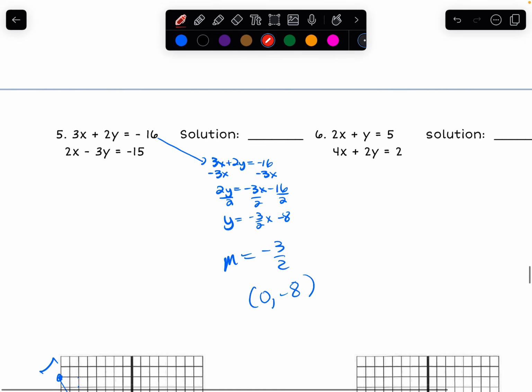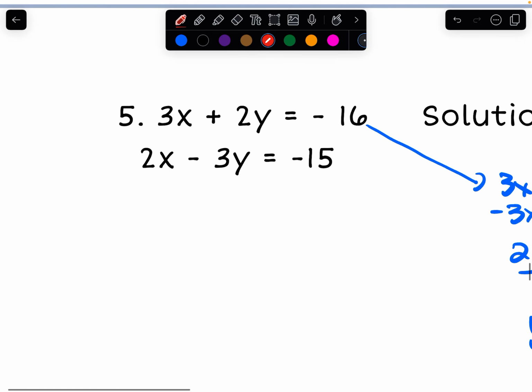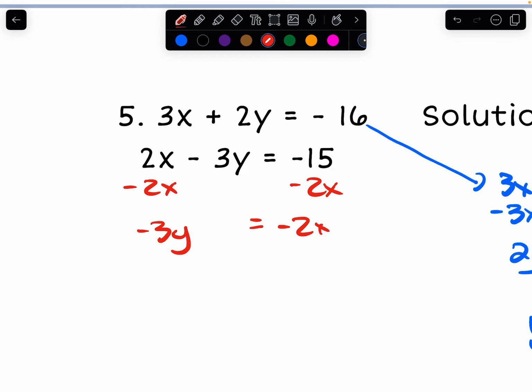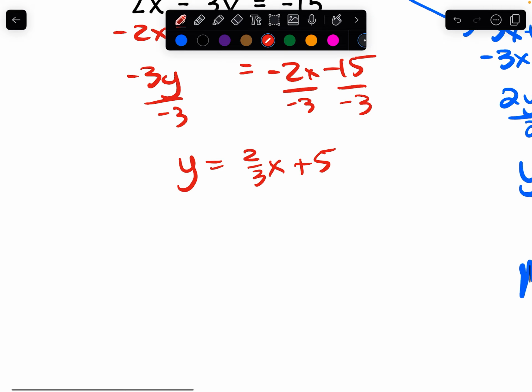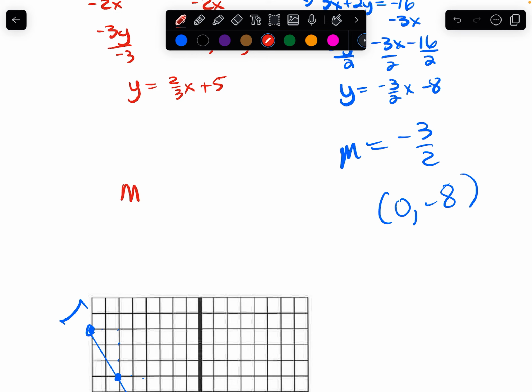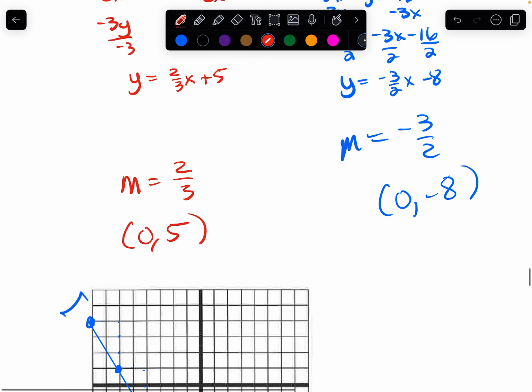I apologize. So this one, I need to solve for y again. So I subtract 2x. Make sure you bring down the negative with that 3. So negative 2x minus 15. I divide by negative 3, negative 3, negative 3. I get y equals 2/3 x plus 5. Okay, so my slope on this one is 2/3. My y-intercept is 0, 5.